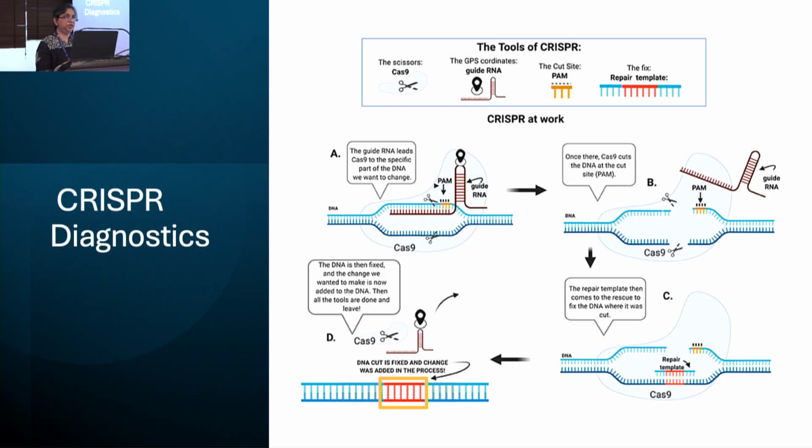Now, there's a new kid on the block. It is called the CRISPR-Cas diagnostics. Basically, this is a technique that was used for gene editing, and what it does is, it's able to really pinpoint a particular part of the DNA using a guide RNA, and using Cas9 or Cas12 scissors, it's able to snip it very precisely.